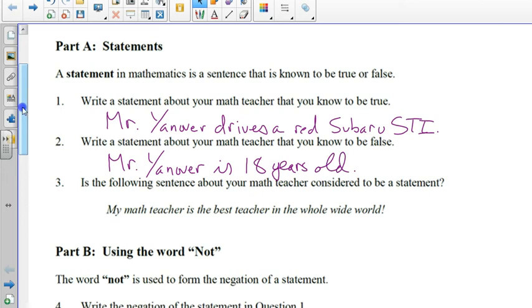Is the following sentence about your math teacher considered to be a statement? No.